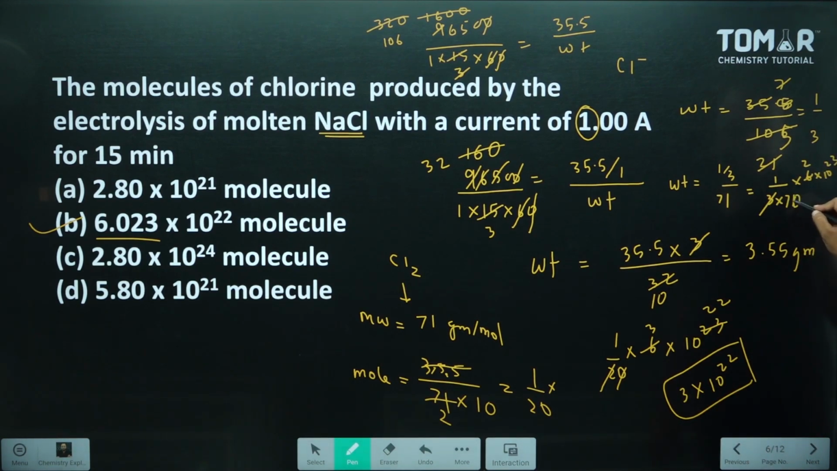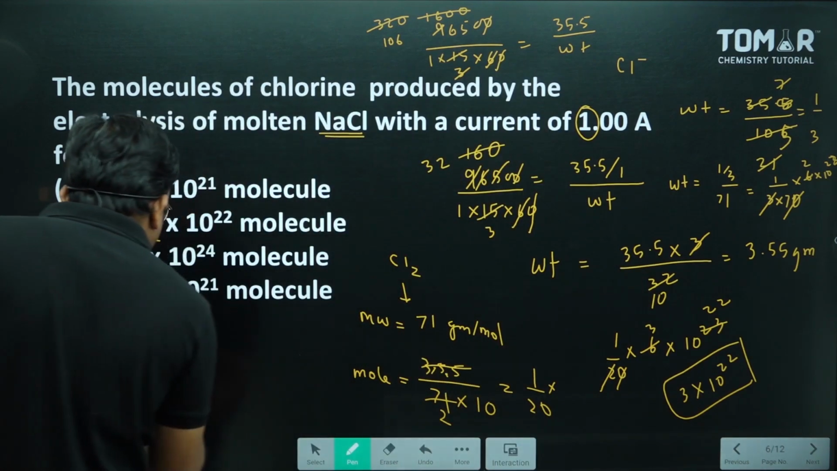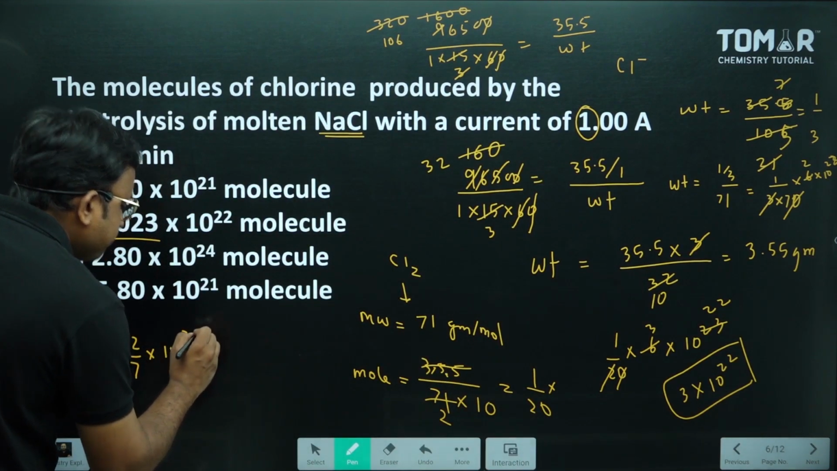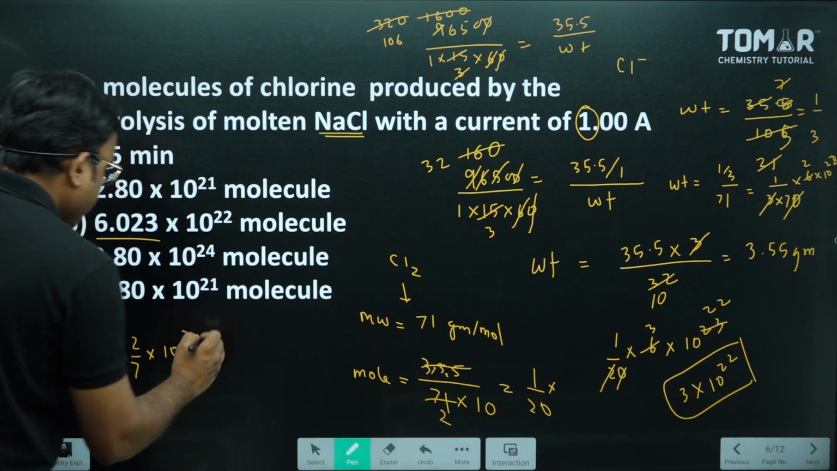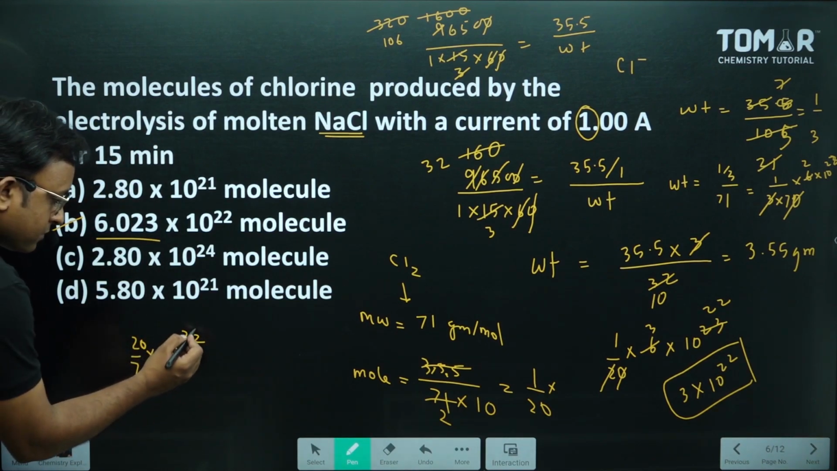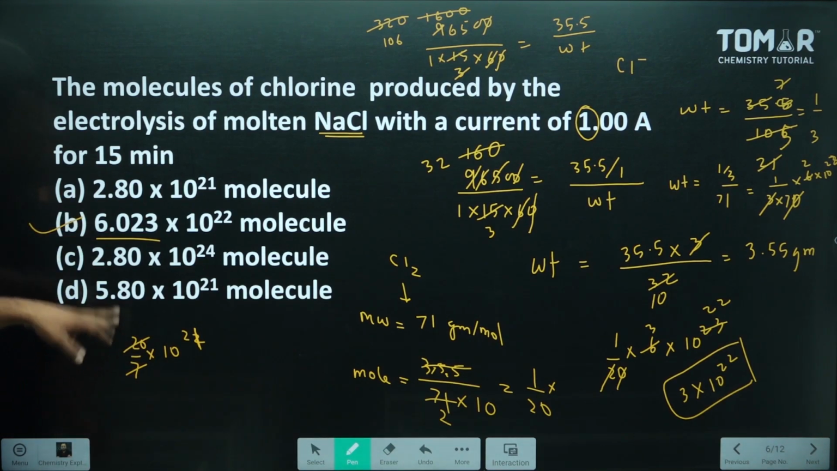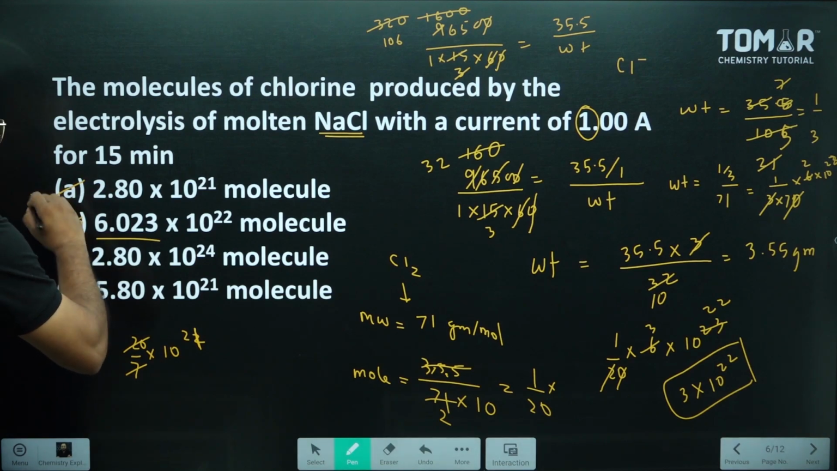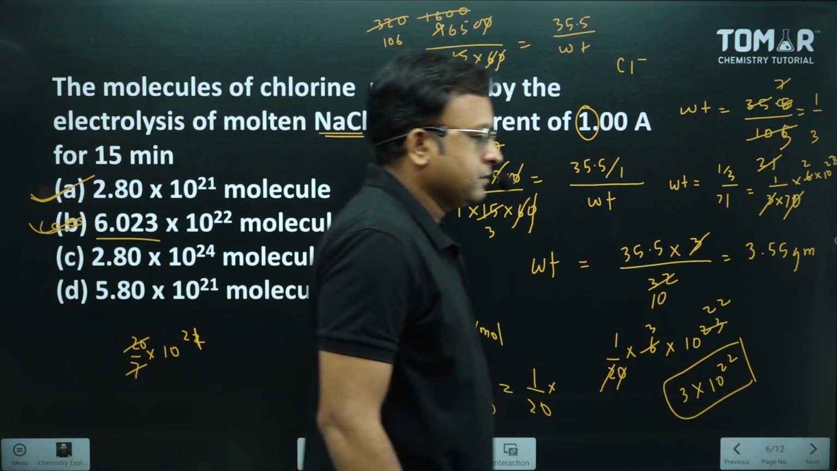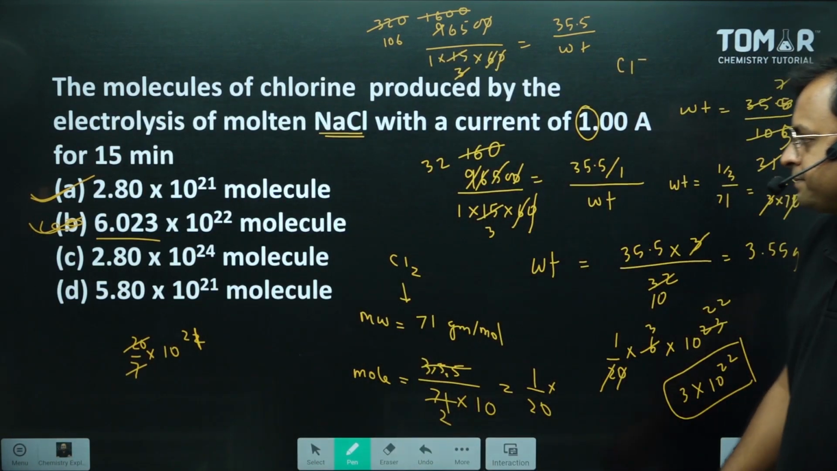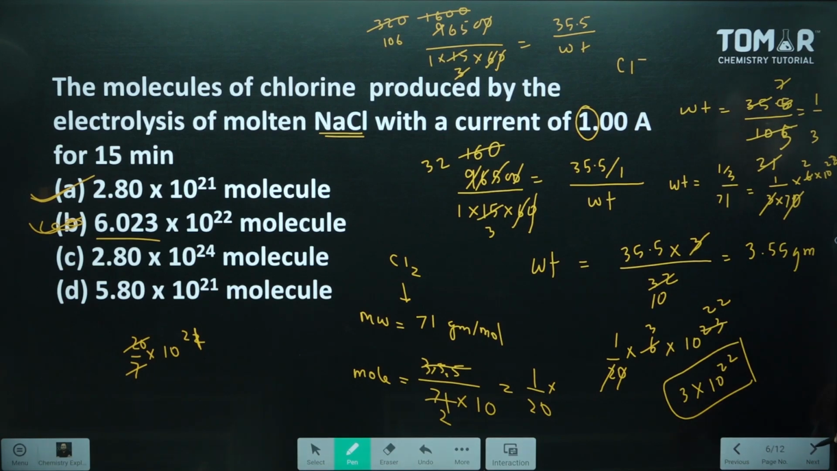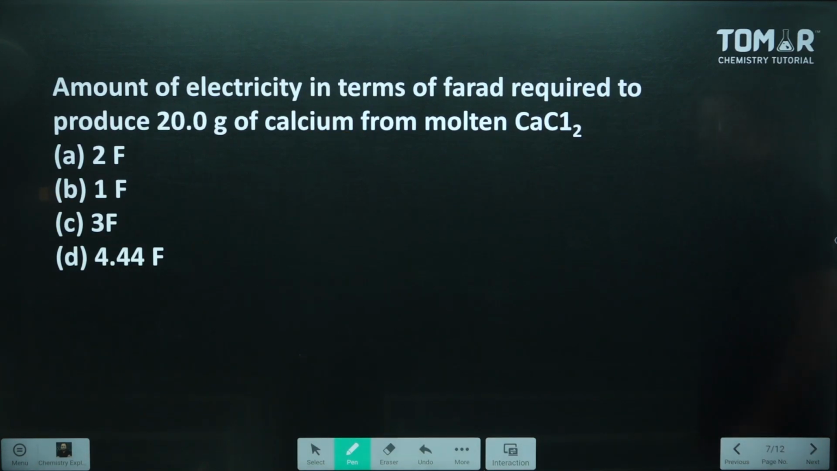3, 2 ja 6, this 70. 70 is 22. 2 by 7. 2 by 7 into 10 to the power 22. This is 20 and 10 to the power 21. 7 almost 3 ja. So the correct answer is A. Yes, the correct answer is A.